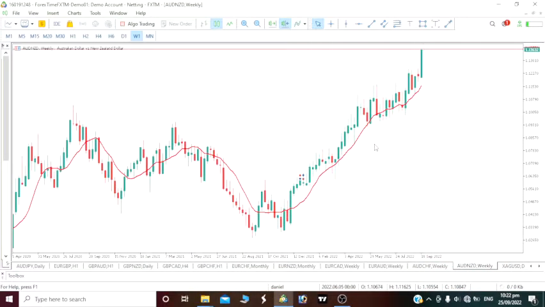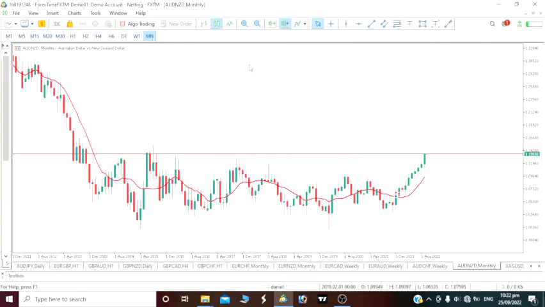So guys, let's take a look at our AUD to NZD, the New Zealand dollar. We want to analyze this price and try to see where the movement will be made for this week. In order to do that, we want to go to our monthly time frame. The reason we use this monthly time frame is to better understand the movement on this AUD/NZD.